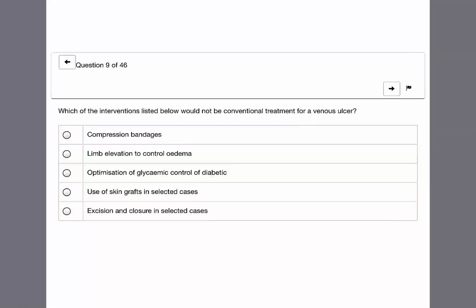Which of the interventions listed below would not be conventional treatment for a venous ulcer? Compression bandage, limb elevation to control edema, optimization of glycemic control of diabetic, use of skin graft in selected cases, excision and closure in selected cases. It is asking about what would not be a conventional treatment. Limb elevation is okay. Optimize glycemic control, okay. Use of graft, excision and closure in selected cases.